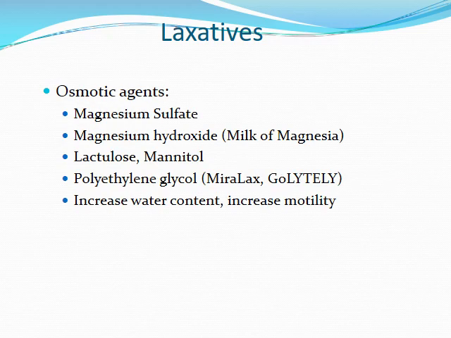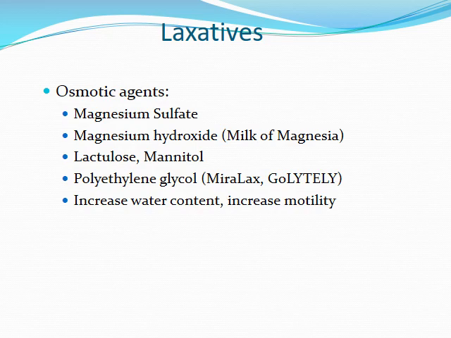And then you have your osmotic agents. A lot of these are going to be either electrolytes or just osmotically active particles. What they're going to help do is draw a lot of water content into the colon to help increase motility. So you can see things like magnesium sulfate or mag hydroxide, milk of magnesia.